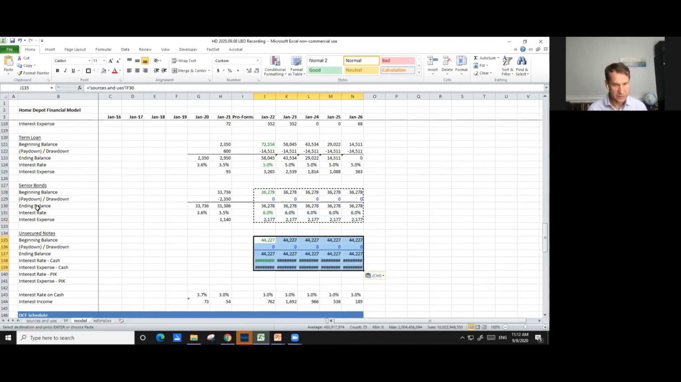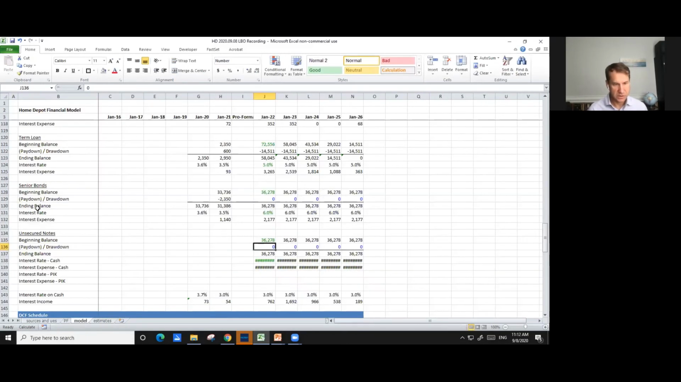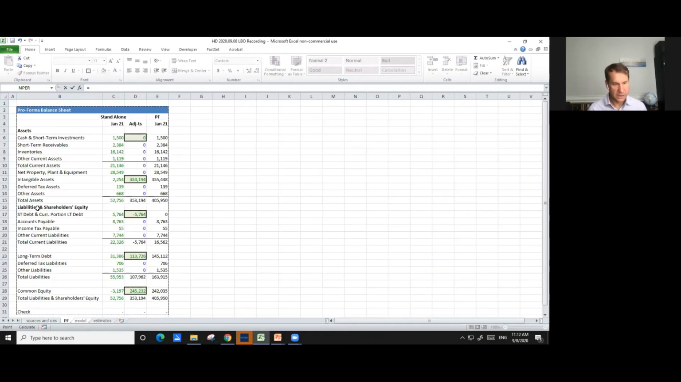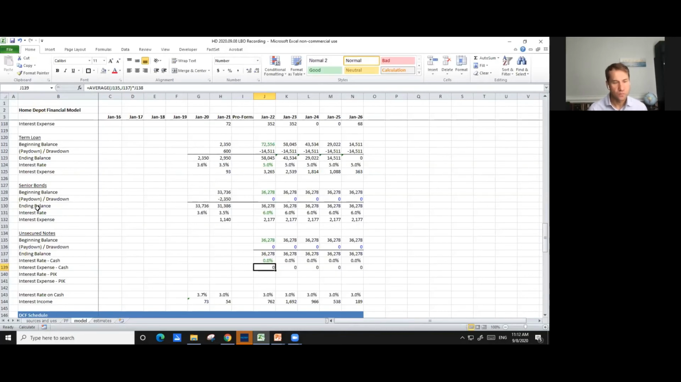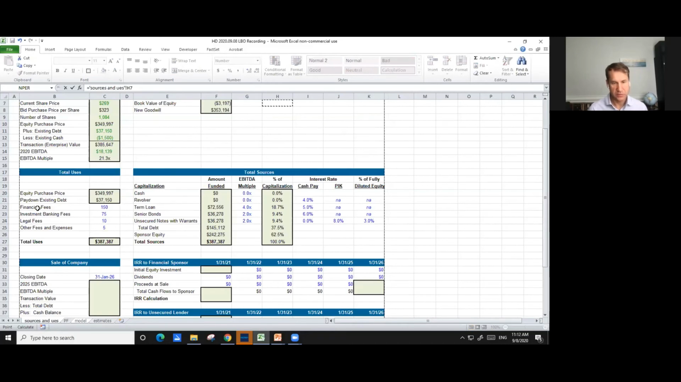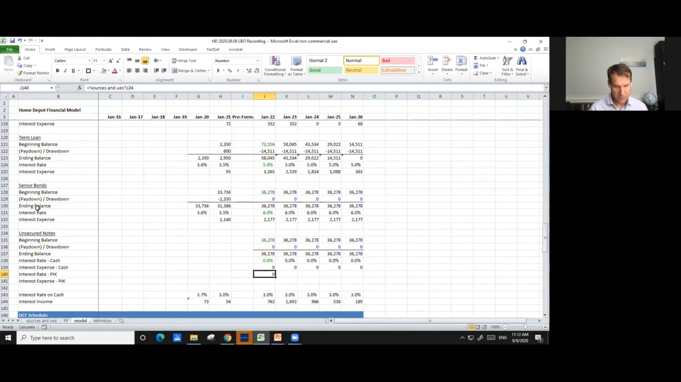So beginning balance of unsecured notes are 36 billion. Paid on drawdown, I'll come back to that. Interest rate cash is 0. And interest rate PIK is 8%. That's in sources and uses. Just copy the format.